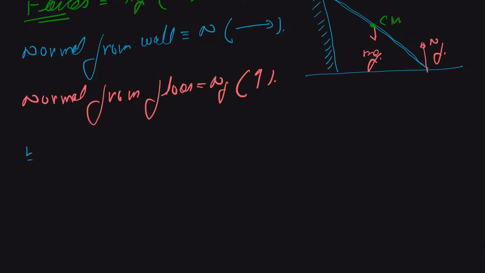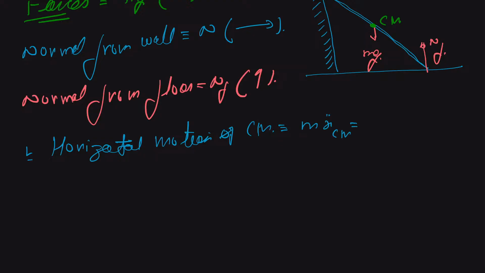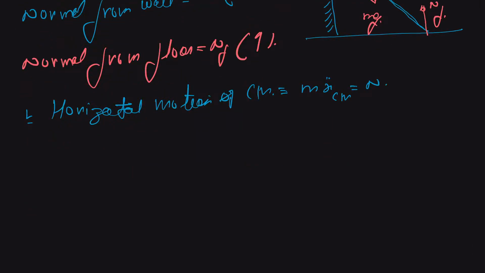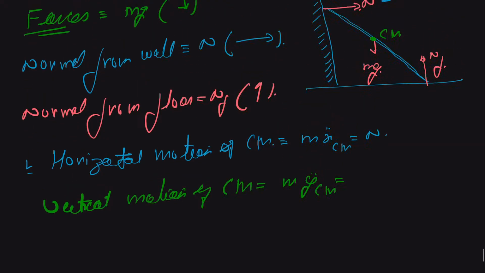So we can say the horizontal motion of the center of mass we can write as m times its acceleration is equal to N, because in the horizontal direction there is only one force, that is N. And then we can write the vertical motion of the center of mass, that is m y double derivative of the center of mass, and we are going to have two forces: NF minus mg.